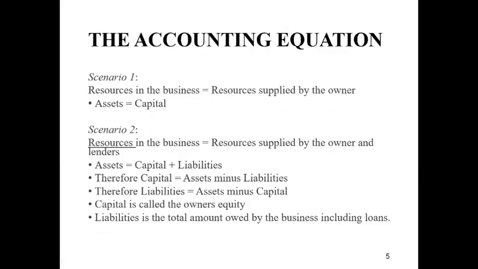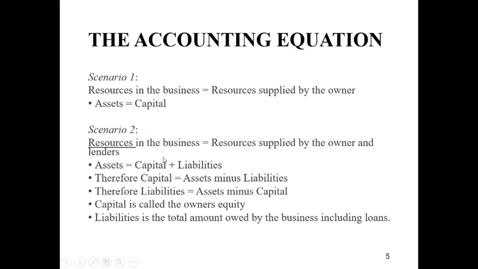Alright, the accounting equation, we can explain this by two scenarios. The first scenario is where you have the resources in the business, which means the assets, equal the resources supplied by the owner. Here, if you look at this equation, one element is missing, that of what? Liabilities, because all the resources are supplied by the owner. Alright, this scenario is not common. You hardly find this in real life.